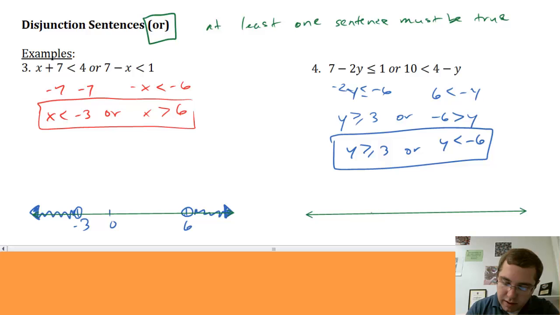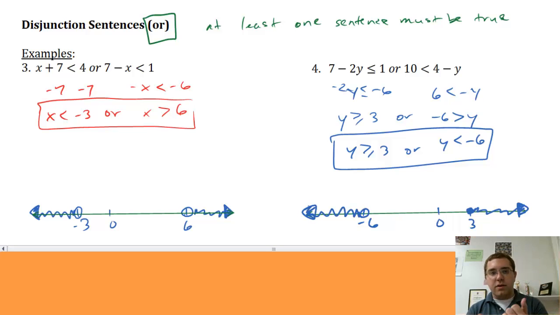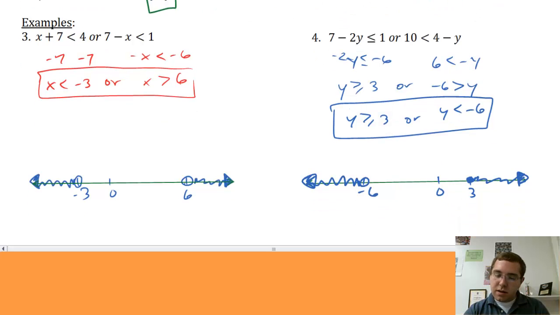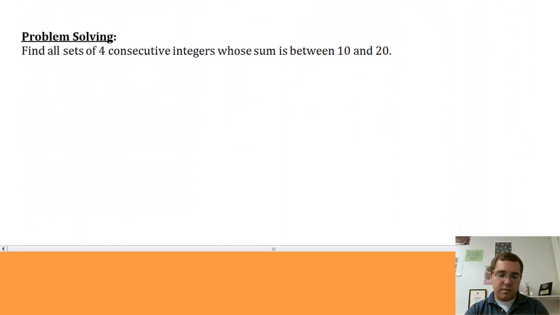So I've got negative 6, I've got 0, I've got 3. I want y to be greater than or equal to 3, so dot at 3 to the right of 3. Or I want y to be less than negative 6, so open circle at negative 6 to the left. Again, two different branches going away from each other. And I'll take a number in one or the other branch. Okay? That's what the or means.